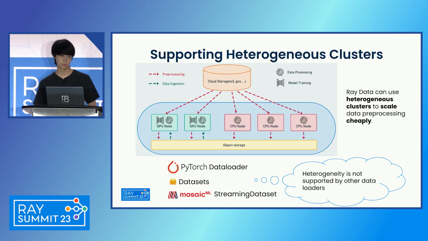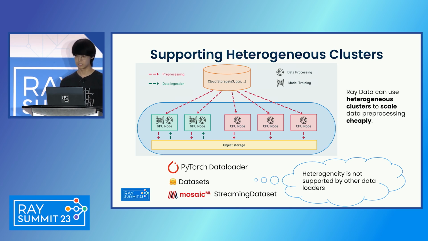Next, I want to go into one of the edges that Ray Data provides, which is support for heterogeneous clusters. As we mentioned before, Ray Data is able to make use of clusters with both CPU and GPU nodes in order to maximize efficiency and usage. In this case, we see the CPU nodes, which can handle the data processing, as well as the GPU nodes, which handle both the model training and the data processing. Ray Data is able to make use of both types of nodes in order to maximize throughput.